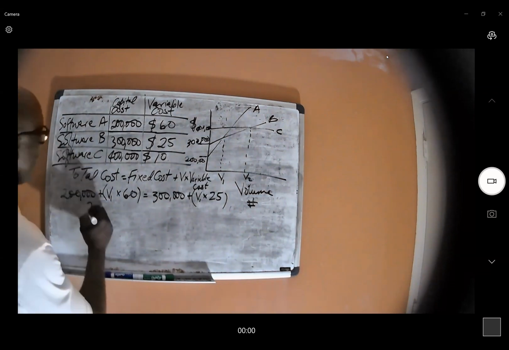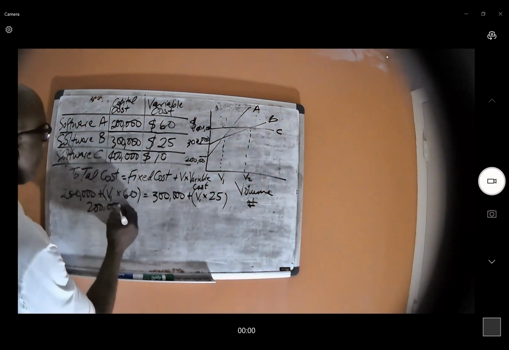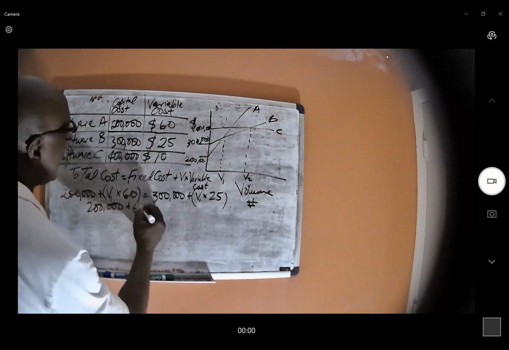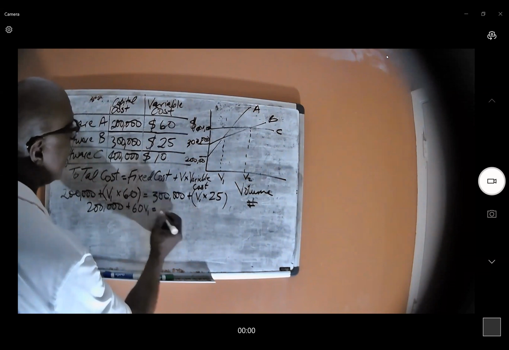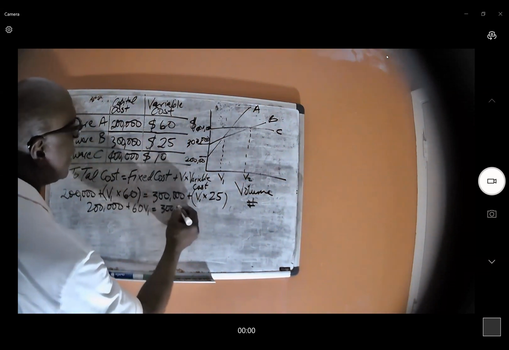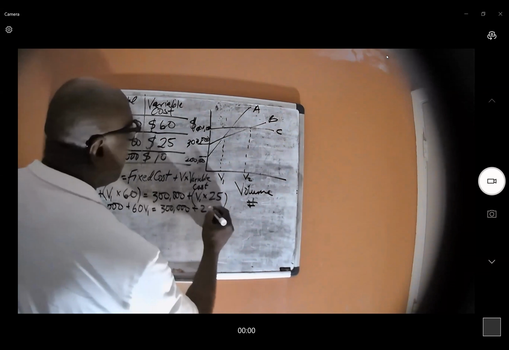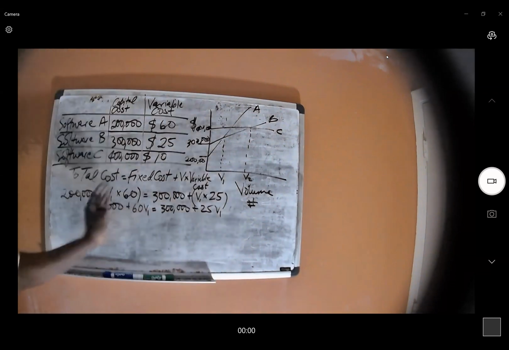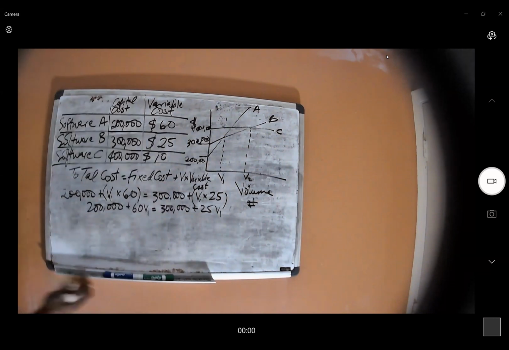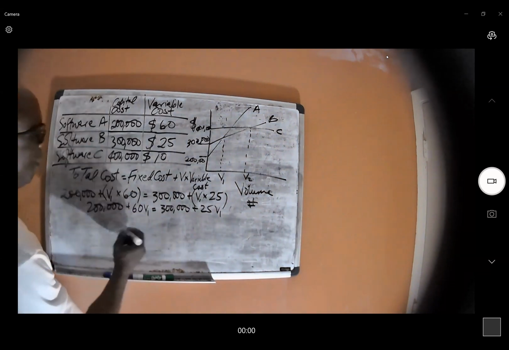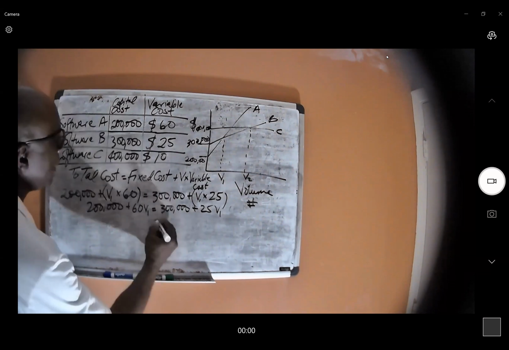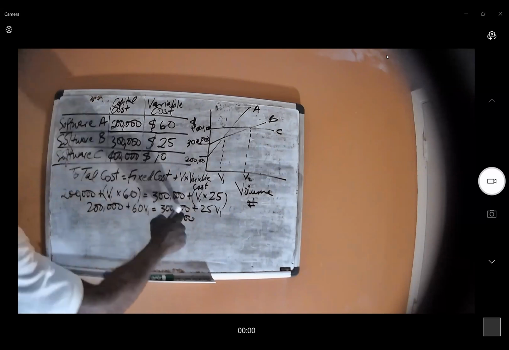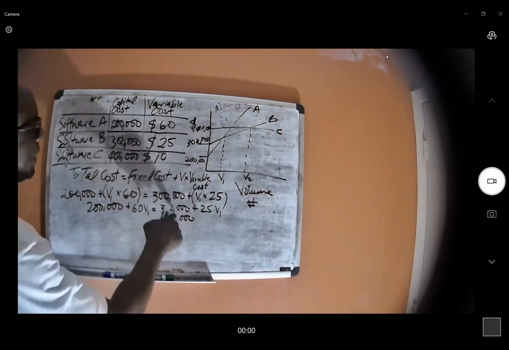So 200,000 plus 60V1 is equal to 300,000 plus 25V1. Everybody see that? That's simple. All I did is put it on the other side for what we're familiar with working out. So if we take this over here, this would be 100,000. You carry the 200,000 over here, so it minuses, and you bring the 25 over here.